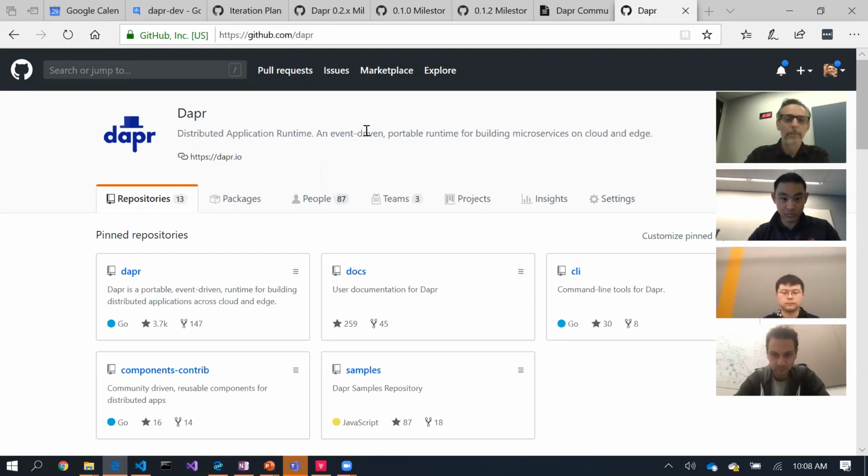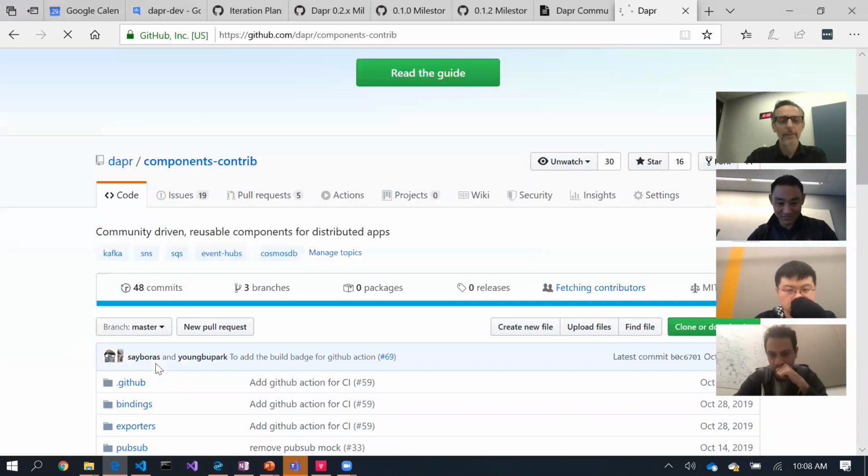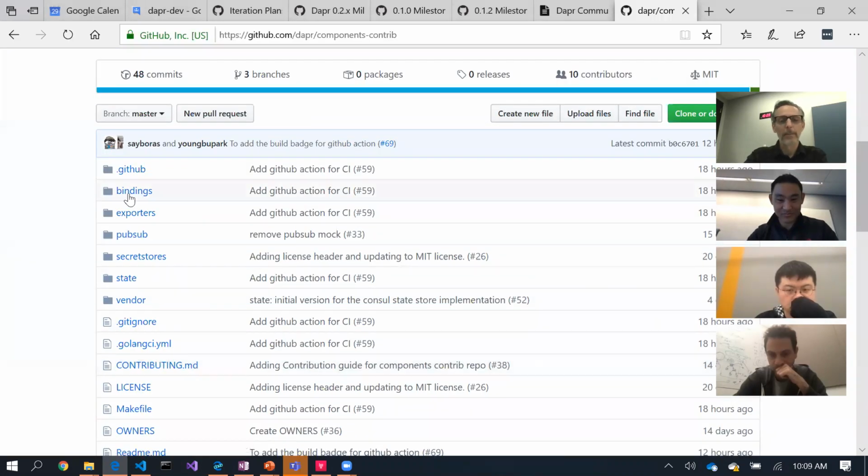We want people to come to this and think about what you would like to see in terms of the structures. There are 3 structures. There are the individual building blocks themselves, which are the main components, things like service invocation, pub sub, and state management. And then inside those, we have individual components that you can contribute to. So that's this components-contrib repo here. The way this is organized is that you can build components for any one of the major types of building blocks.